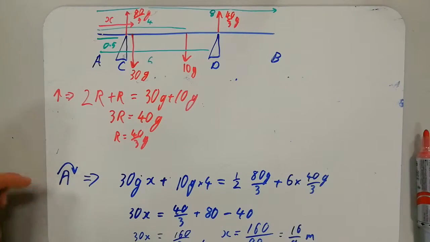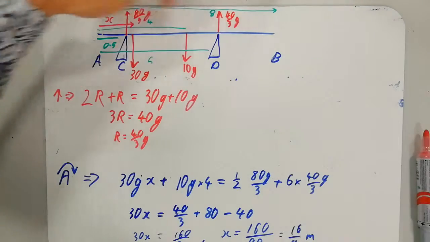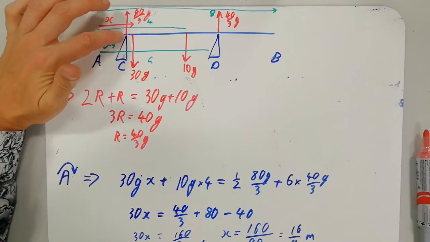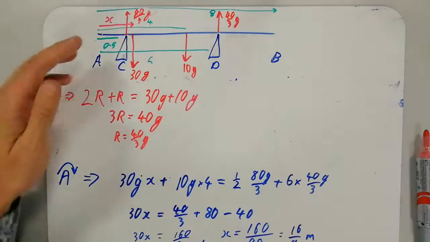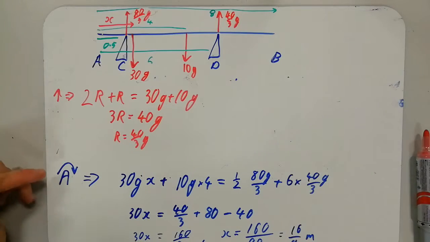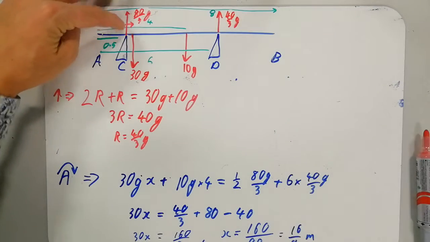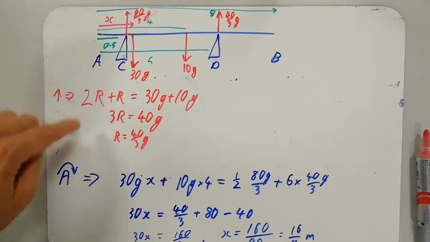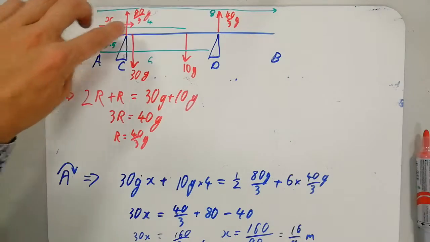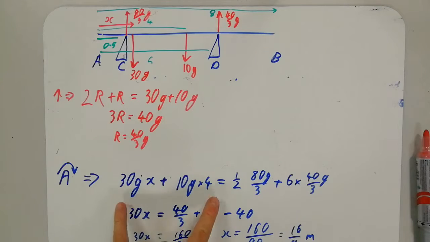Then we took moments. We can take moments about any point. We may have chosen to take moments about C to eliminate that force, but then we'd have to recalculate all of our distances. In this case, there was no real advantage to eliminating one force. So we took moments about A, calculated the clockwise moments, which must equal the anti-clockwise moments, because it's an equilibrium, made X the subject, and solved.